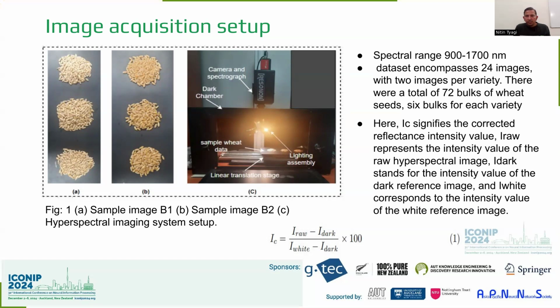After capturing the images, the intensity values of all images were corrected by equation 1, and its formula is I_C equals I_raw minus I_dark, upon I_white minus I_dark, into 100. I_raw is the intensity value of the raw image. I_dark is the intensity value of the dark reference image. I_white is the intensity value of the white reference image. The dark reference image was captured by capping the mouth of the camera, and I_white was achieved by using the white correction tile. I_C is the corrected reflectance value.